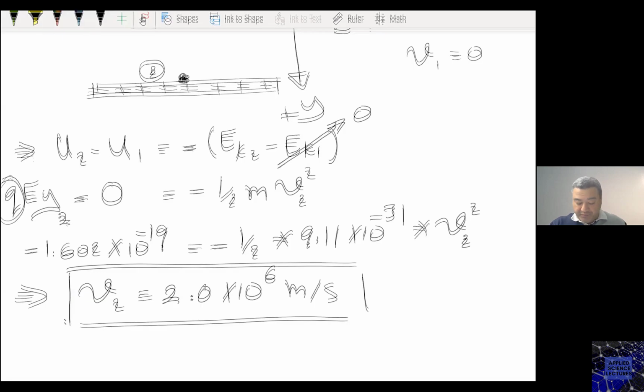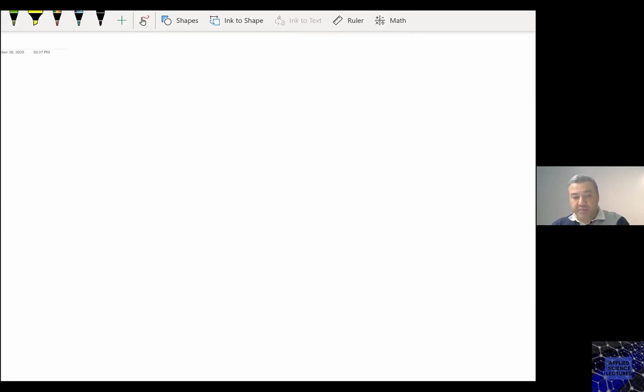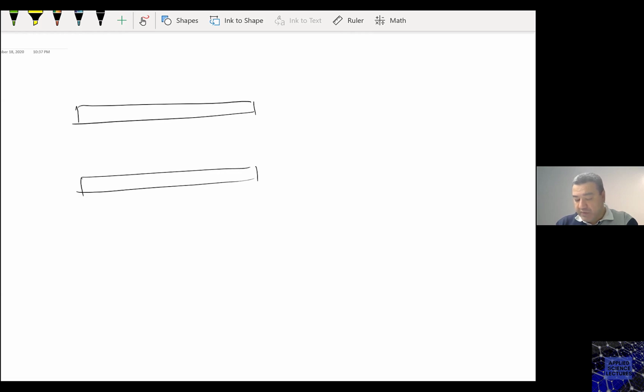So in this case, we redraw. We have the positive, negative. V here is 0, V here is 6 volts. Distance is 1.1 centimeter. We need, what is the electric field?